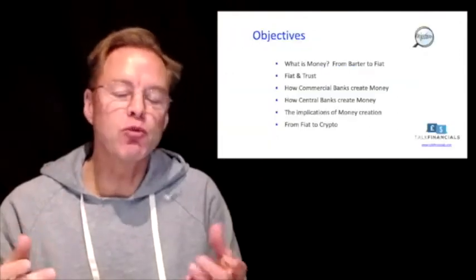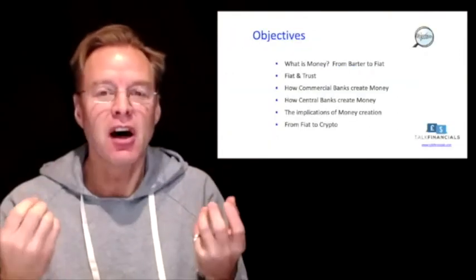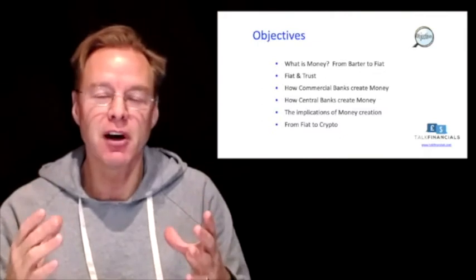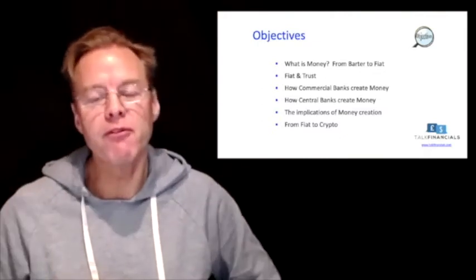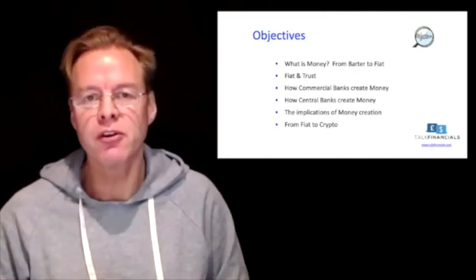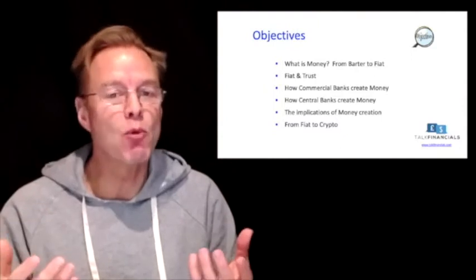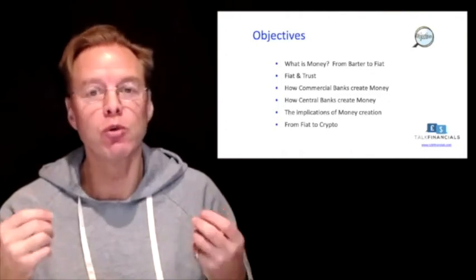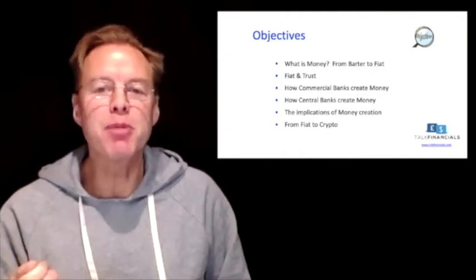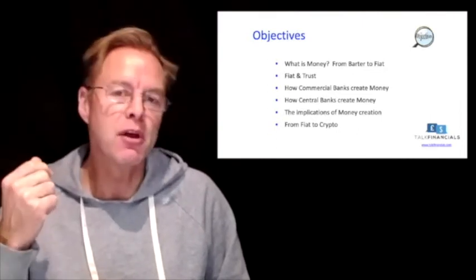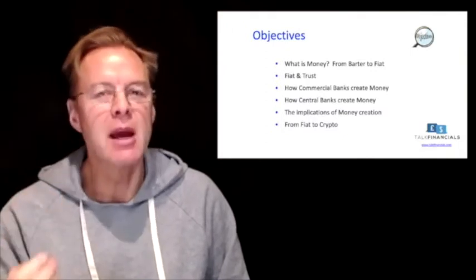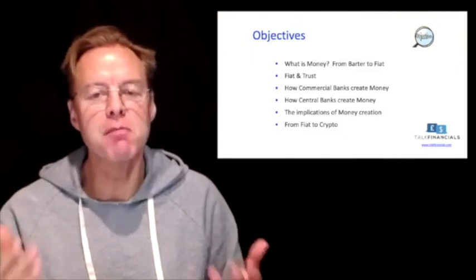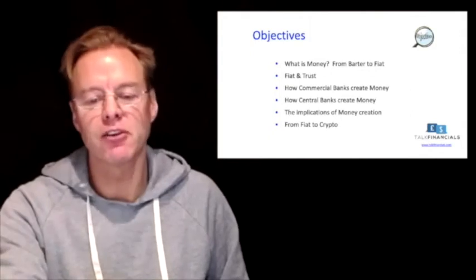So in terms of the objectives, we're going to look at what money actually is. We're going to look at the barter economy up to fiat. We're then going to look at fiat currencies in a little bit more detail, understand what we mean by the word fiat currency and why it's based on trust. We're going to look at how commercial banks create more money through a process called fractional reserving. We're going to look at how central banks create more money through a process called quantitative easing. And then we're going to look at the implications of this monetary creation by both the commercial banks, but more importantly, by the central banks. And then we're going to look at why we think that fiat is naturally moving in the direction of cryptocurrency.